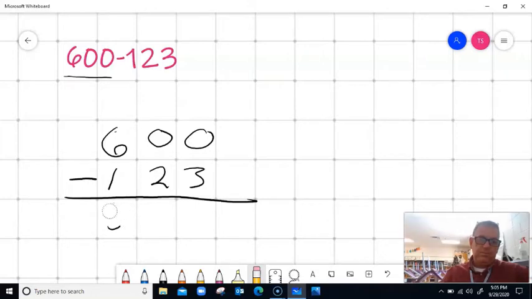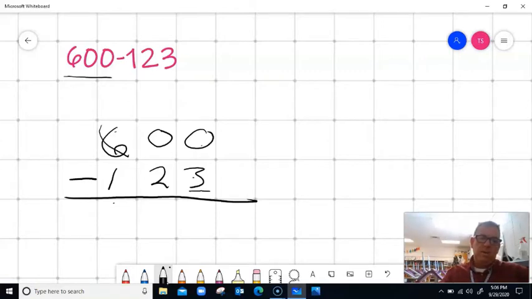So what you do is you're going to be aware that we're taking the bottom number away from the top number. And if the bottom number is larger than the top number, if there's more on the floor, you go next door. Okay, but in this problem, I have a 0 in the tens place too. So that means I have to go all the way to the hundreds place.